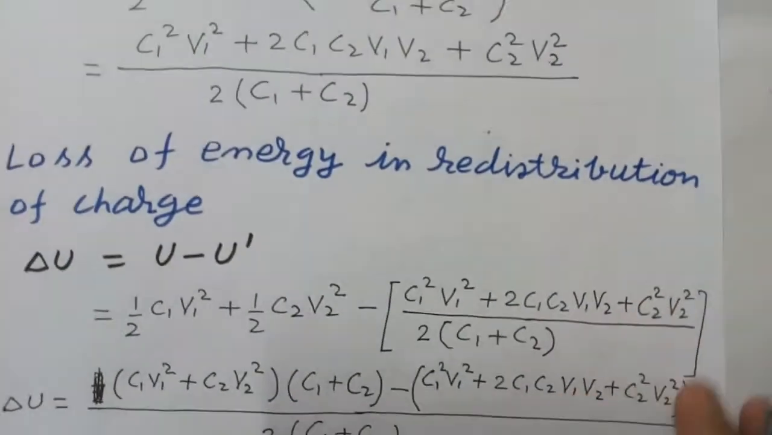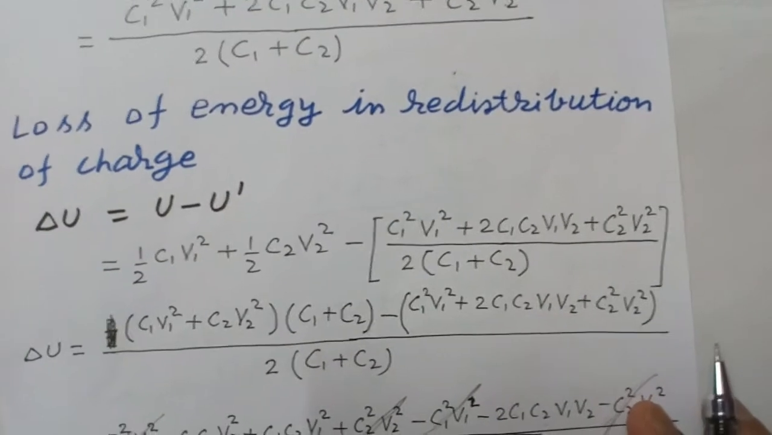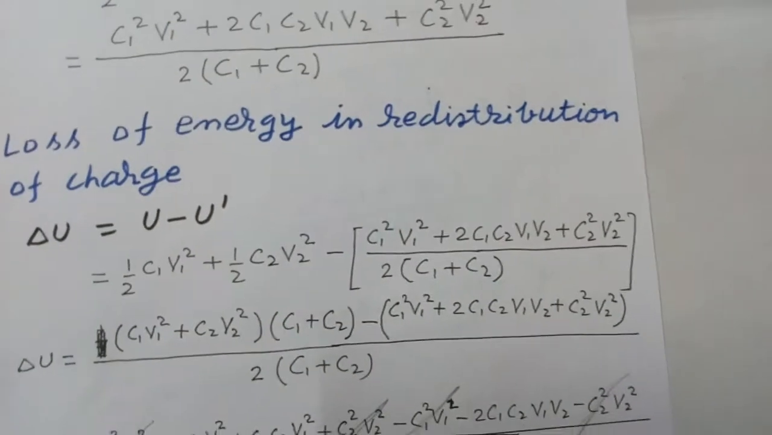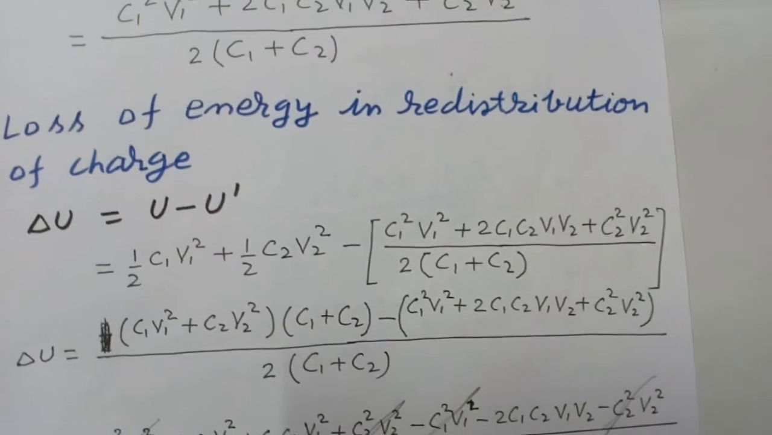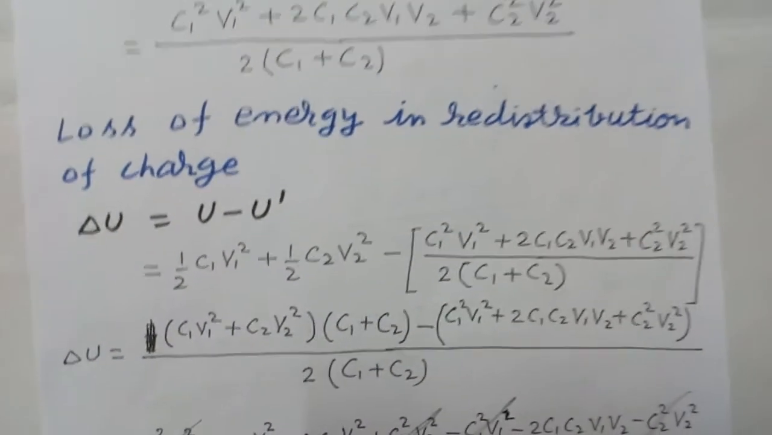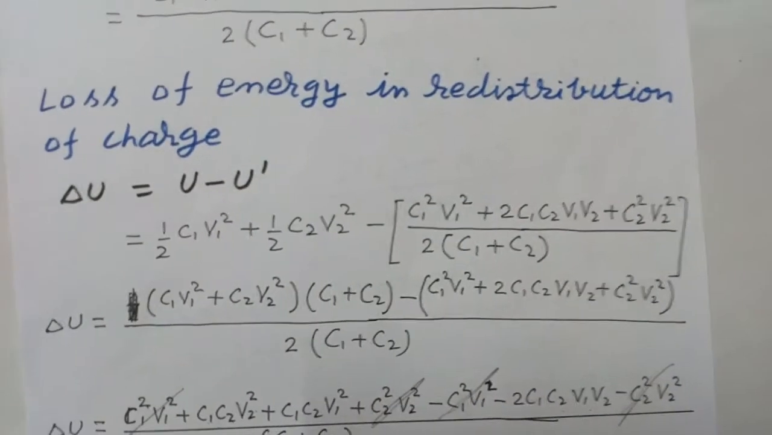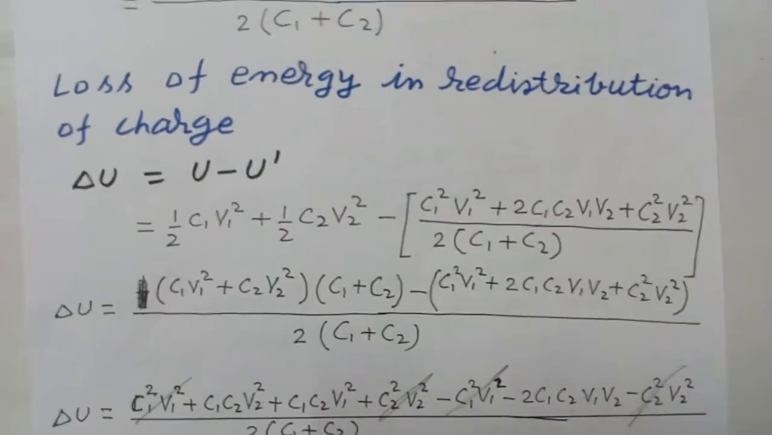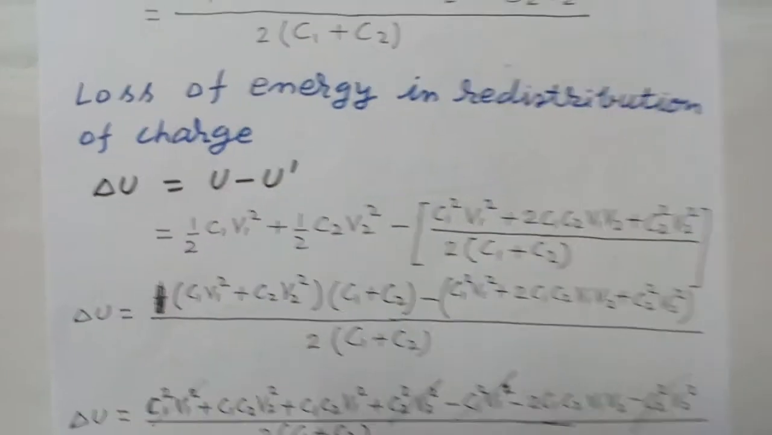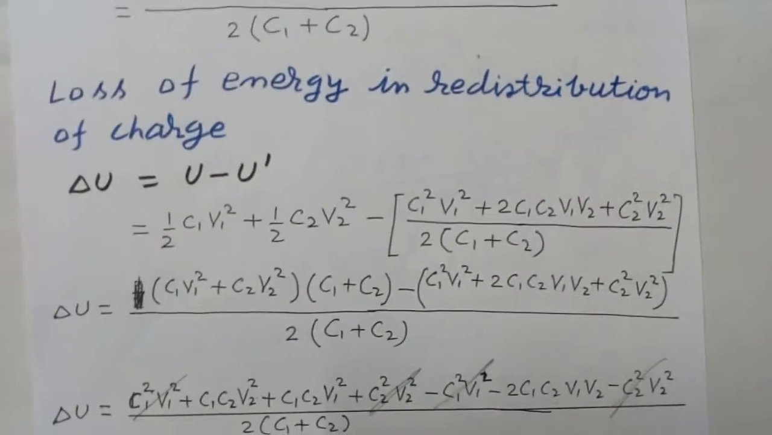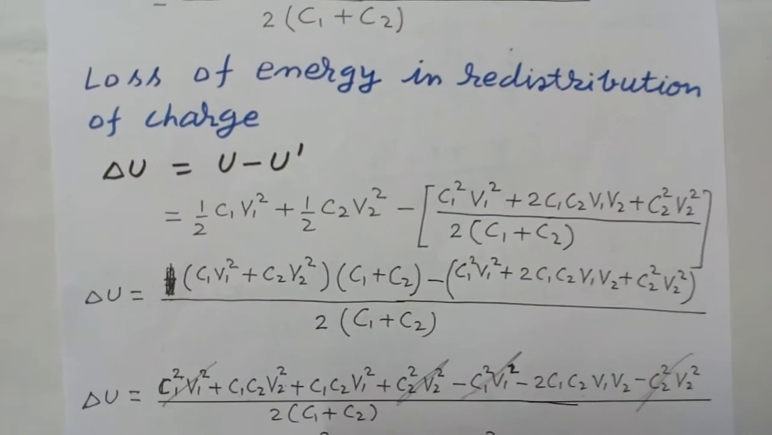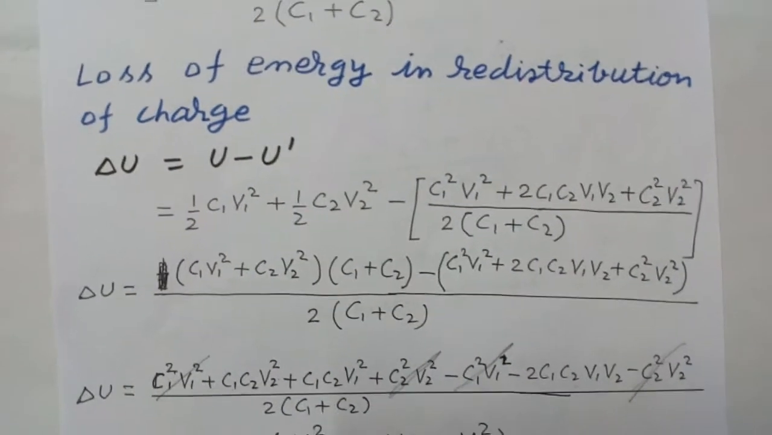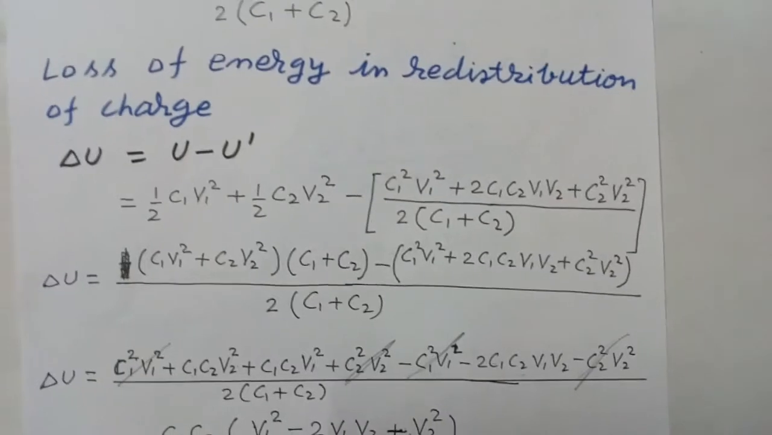Now there will be loss of energy in redistribution of charge. Now think about what the physics behind it is. When we connect the capacitors with the help of conducting wires, there is flow of charge. So some loss of energy will be due to heat, since charges are flowing. So there will be loss of energy.